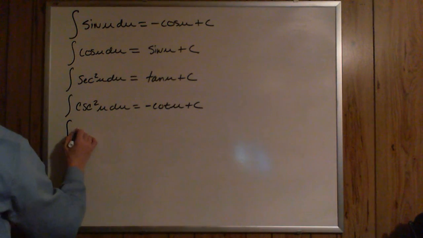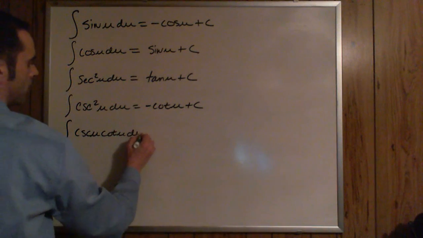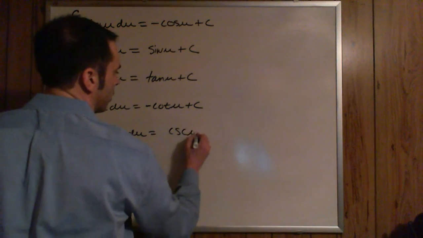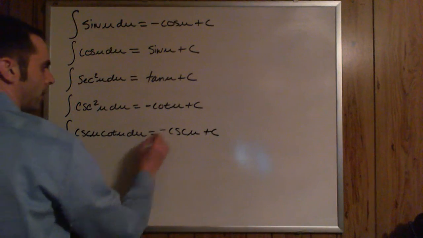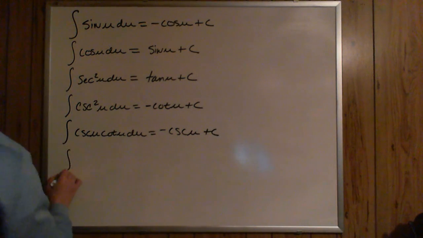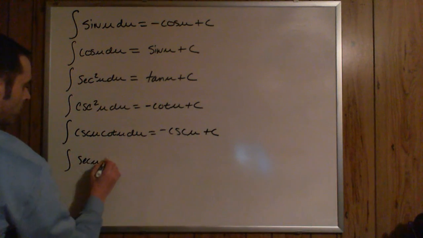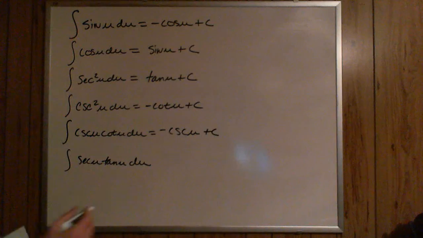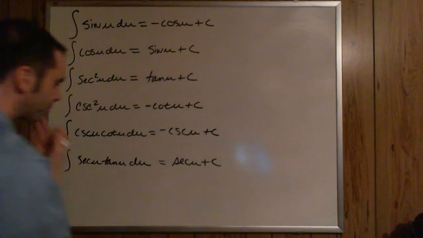The indefinite integral of cosecant u cotangent u du. What function has a derivative cosecant u cotangent u? And that is cosecant u plus c. But because the answer is a co function, it gets a negative. And finally, the last derivative we are missing would be secant u tangent u du. And that would be equal to secant u plus c.